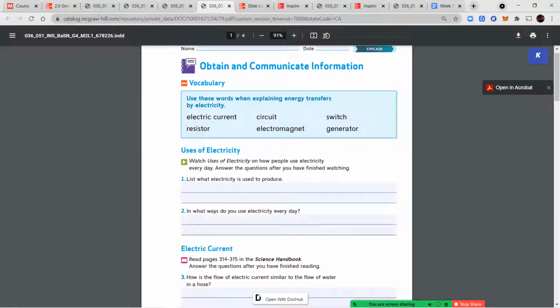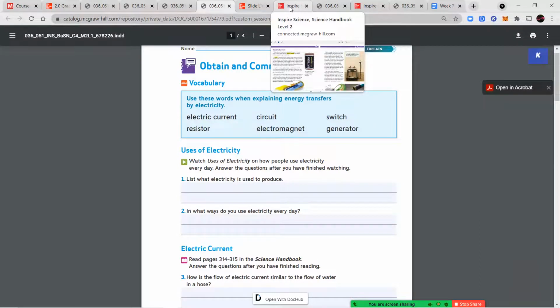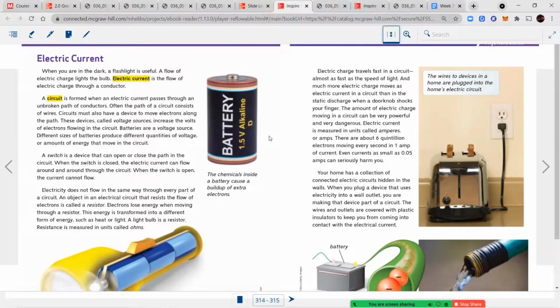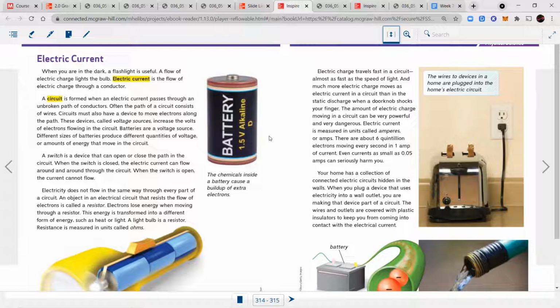Let's go ahead and jump into our textbook. We're going to look at pages 314 and 315, and we're going to read about electric currents. When you're in the dark, a flashlight is useful. A flow of electric charge lights the bulb. Electric current is the flow of electric charge through a conductor. A circuit is formed when an electric current passes through an unbroken path of conductors. Often, the path of a circuit consists of wires.